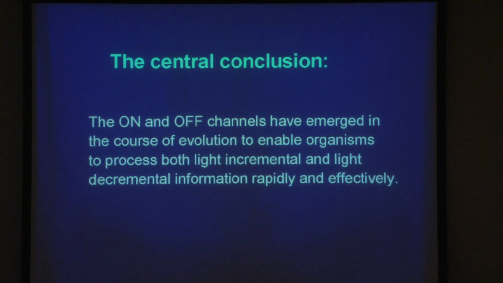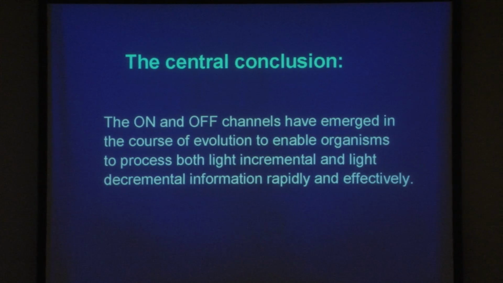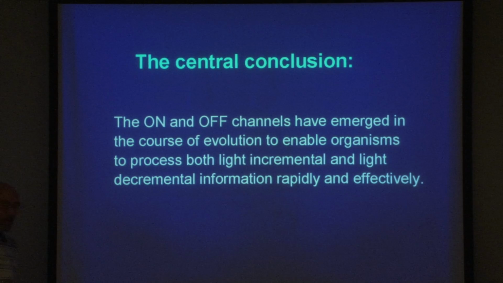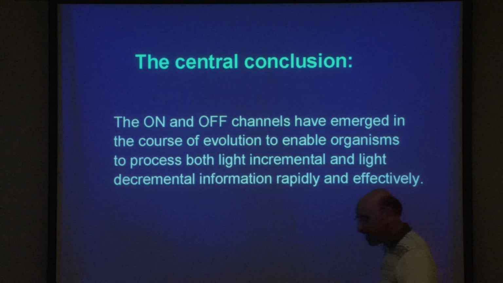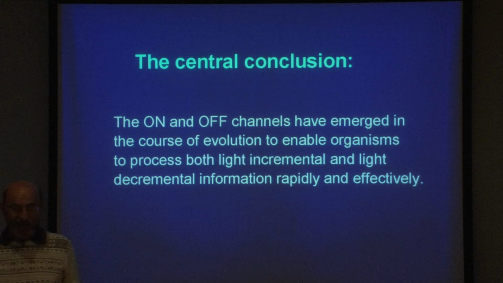Okay, so now the central conclusion that we come to is that the on and off channels have emerged in the course of evolution to enable organisms to process light both incrementally and decrementally for being able to see things rapidly and quickly. All right? So that is the prime function. Nature has gone to incredible extent to modify the basic organization of the visual system and the retina to create a way to be able to process both light increment and decrement rapidly.